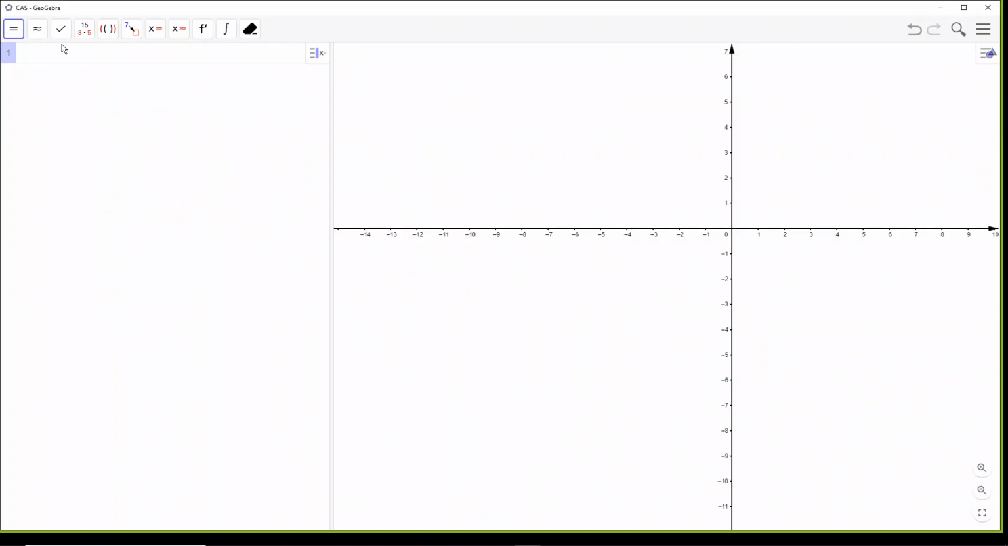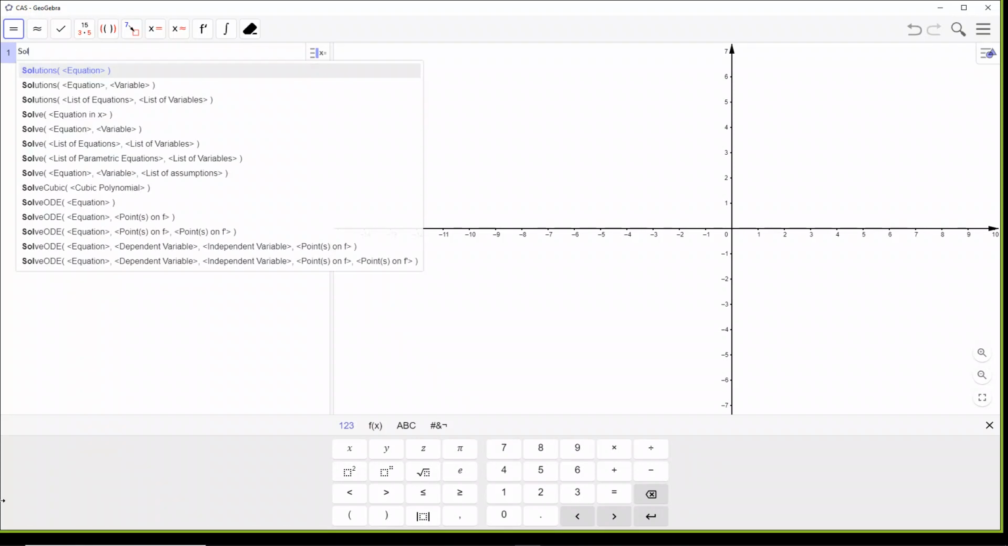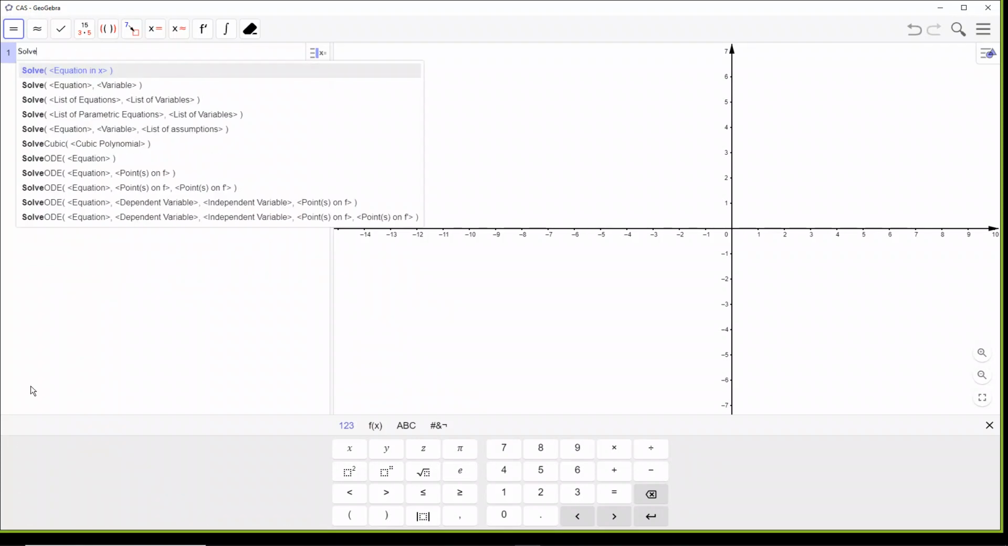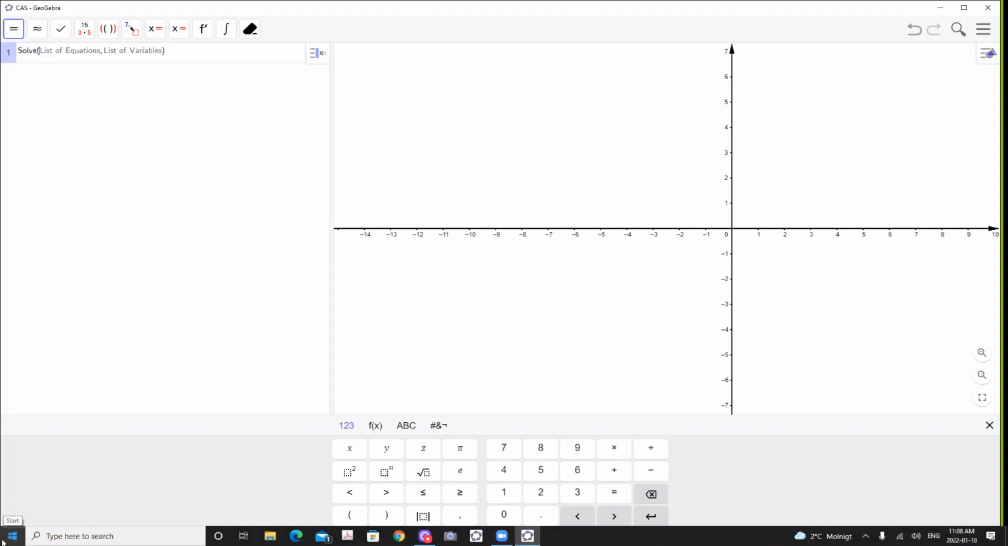Okay, so let me just try to use GeoGebra to see how it goes. I will write solve, and then I need to find a list of equations, solve list of equations, and then I have to type that equation. It takes a little bit of time, but I think it's worth it to see if we succeed to write it. And if you remember, for solving a system, you have to put the curly brackets.